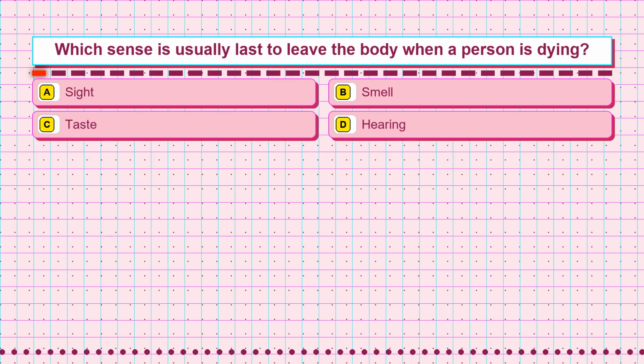Question 64. Which sense is usually last to leave the body when a person is dying? Option A, sight. Option B, smell. Option C, taste. Option D, hearing.